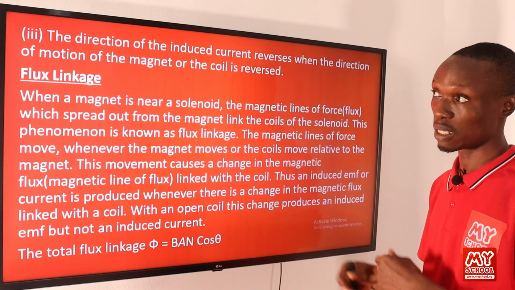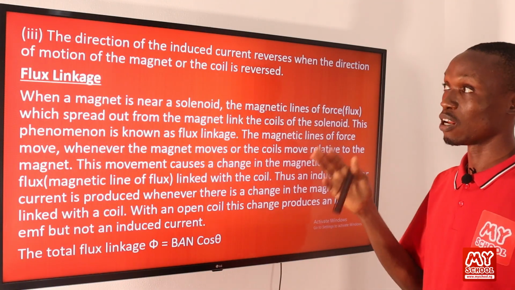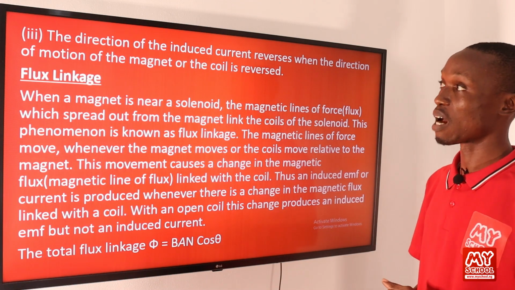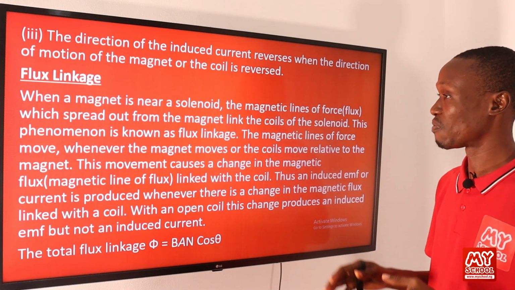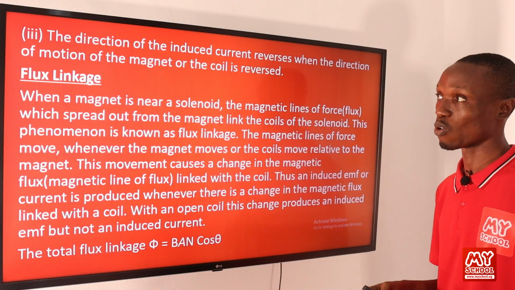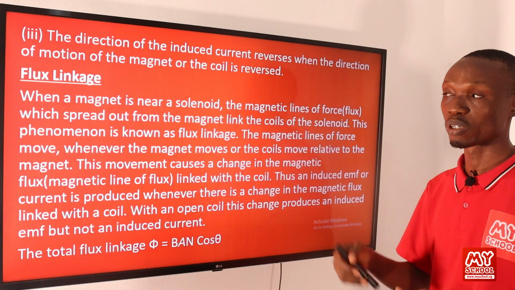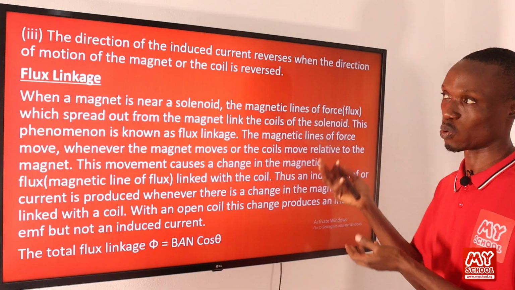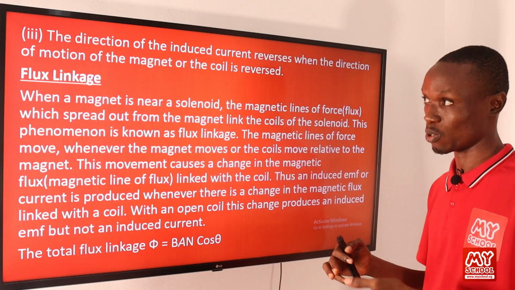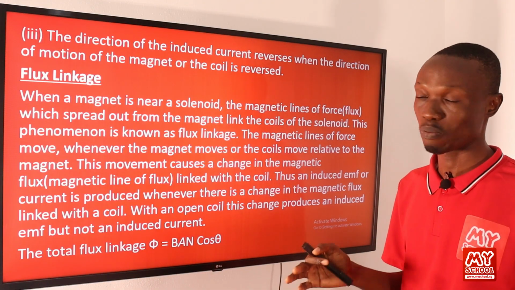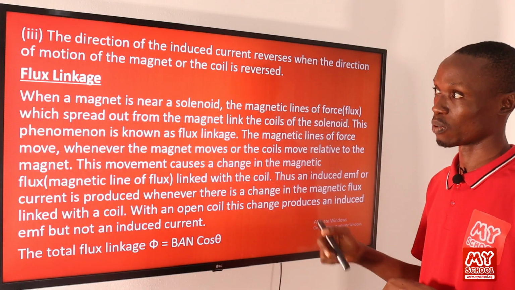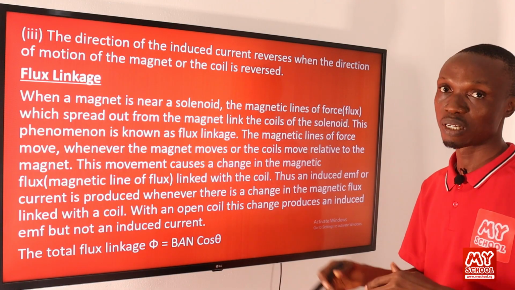Then the last but not the least fact about electromagnetic induction is that the direction of the induced current reverses when the direction of motion of the magnet or the coil is reversed. Of course, we actually saw that in the explanation after the definition of electromagnetic induction. So let's talk about flux linkage.